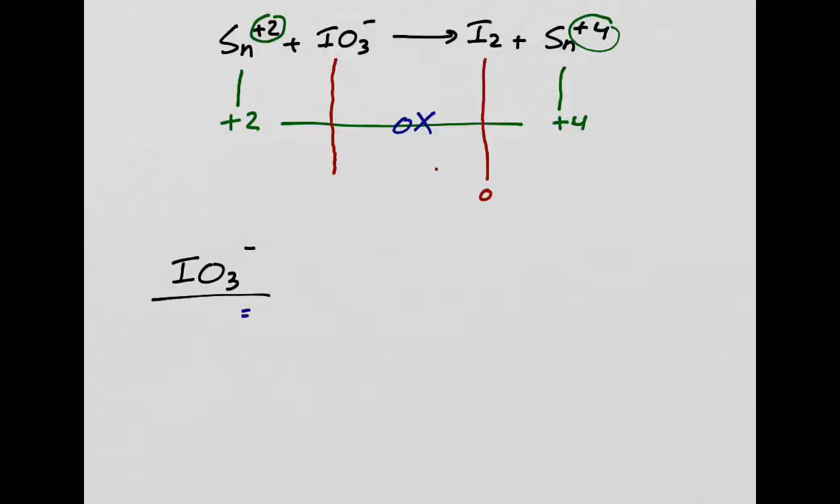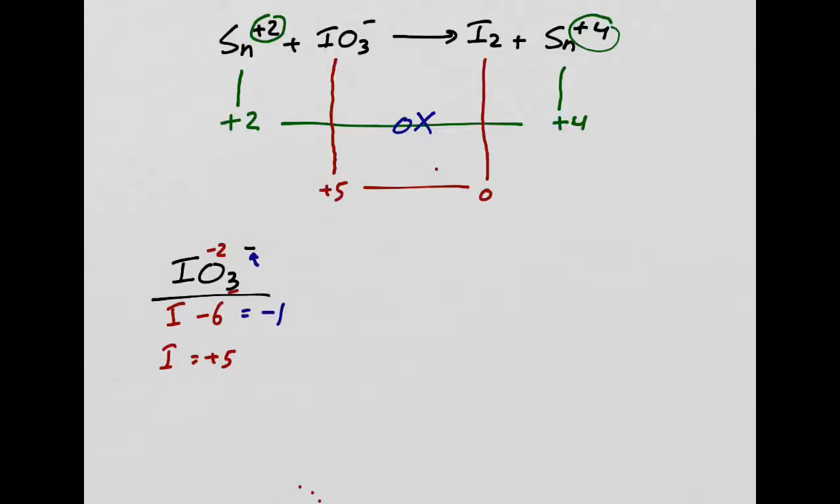The way we do it, the entire thing has a charge of what? -1. It is not neutral. The entire thing has a charge of -1. I give you the charge, okay? Now we know oxygen is always -2. -2 times 3 is -6. So my iodine is going to be +5. So iodine went from +5 to 0.